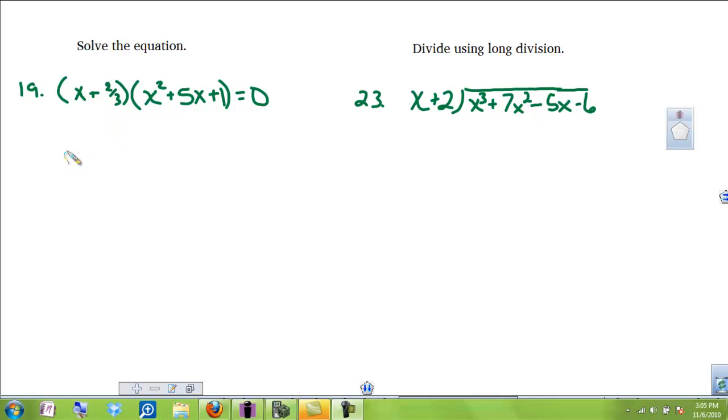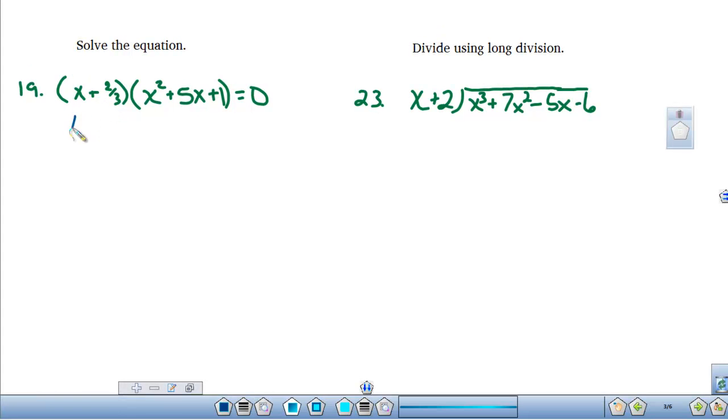Continuing on now, we're going to solve the equation given in number 19. As you can see, it's already factored, so we're ready to apply the zero product property. You can see that the result of this multiplication problem is equal to 0, and when that occurs, we know that one of these two factors has to equal 0.